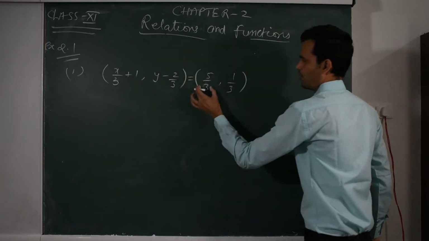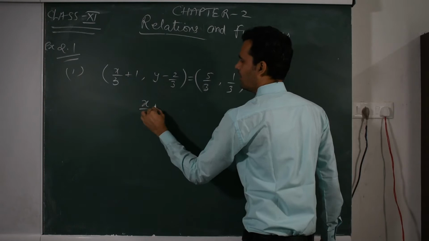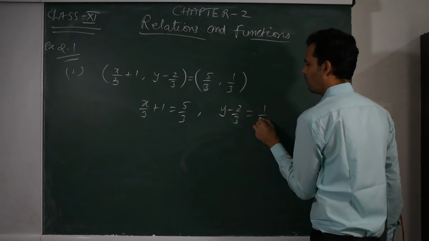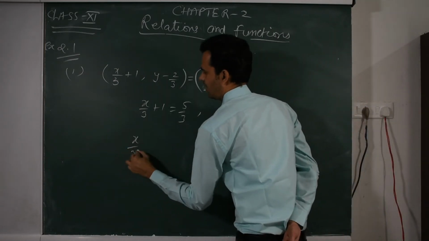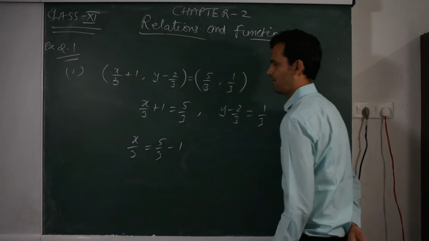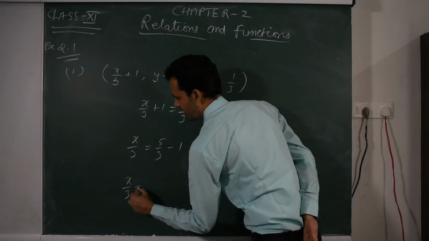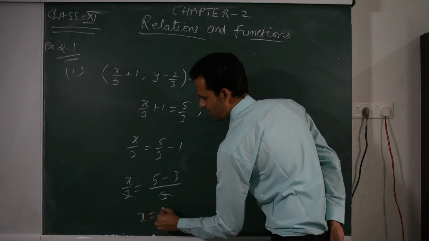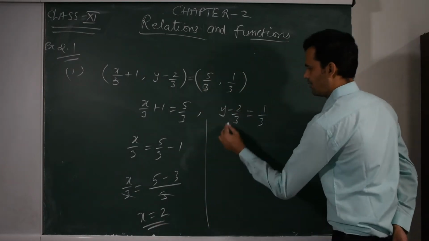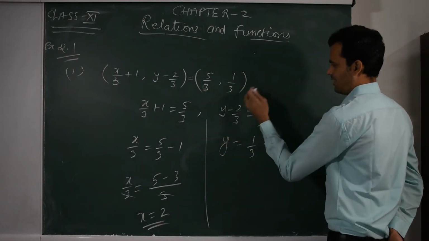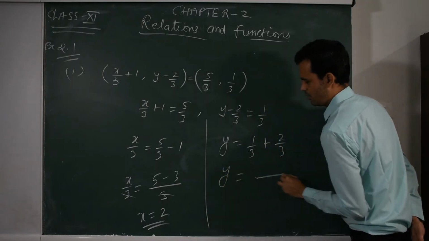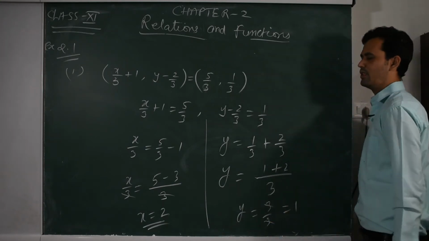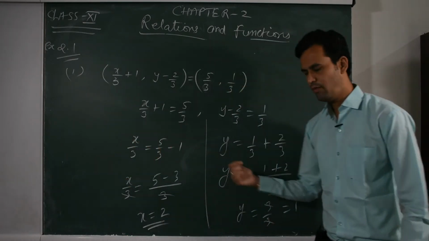So first element is equals to first element. So x by 3 plus 1 equals to 5 by 3 and y minus 2 by 3 equals to 1 by 3. So x by 3 equals to 5 by 3 minus 1, or x by 3, we take LCM as 3. So 5 minus 3, 3 cancel by 3, so x equals to 2. Similarly y equals to 1 by 3 plus 2 by 3. So y equals to 3 by 3, which is 1. So the value of x is 2 and value of y is 1.